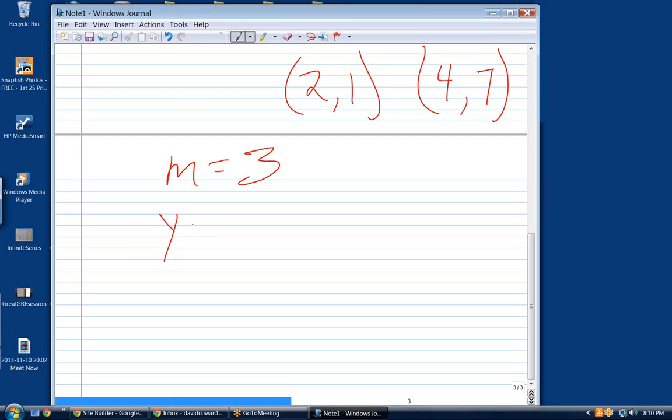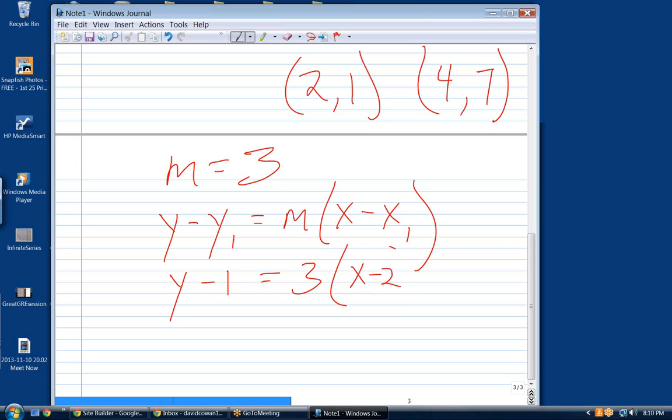It's y minus y1 equals m times x minus x1. Pick a point, plug it in. Remember, we only want 1 point. This is called point slope. So I'll just do the first one. So it would be y minus 1 equals 3 times x minus 2. And that would be a sufficient answer unless they say, well, put it in y equals mx plus b format.